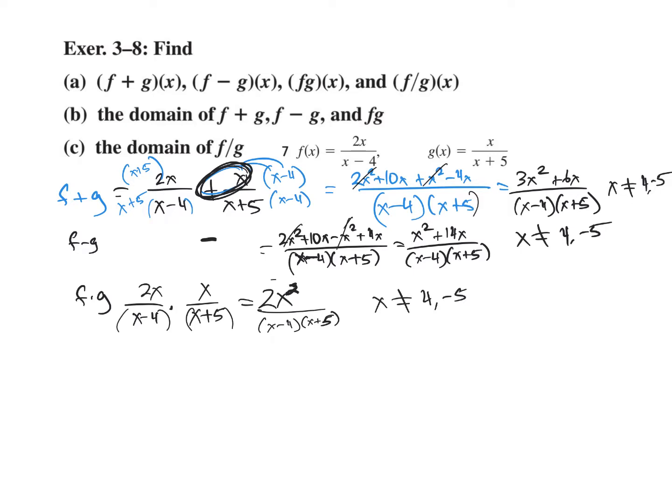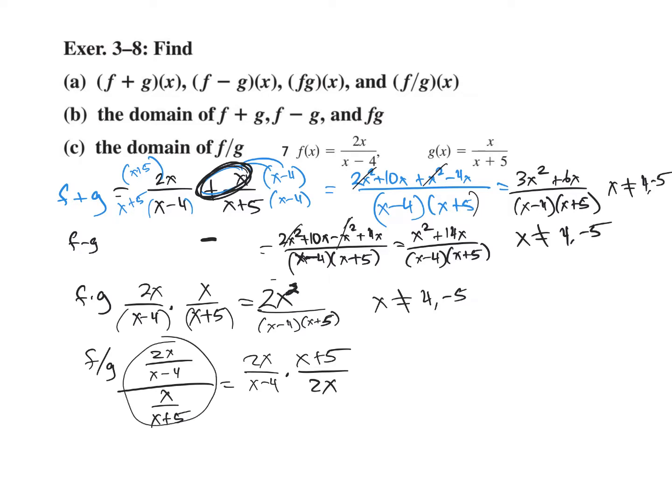All right, and then now we have f divided by g. So you have a fraction divided by another fraction. So you take the top, 2x over x minus 4, times the reciprocal of the bottom, x plus 5 over 2x. Now, again, at the beginning here, you still can't have x being 4 or negative 5. So that's still part of your domain. X can't be 4 or negative 5.